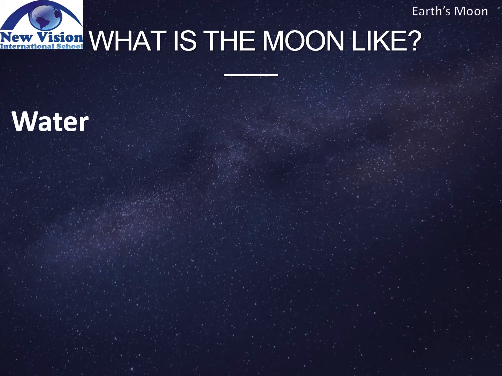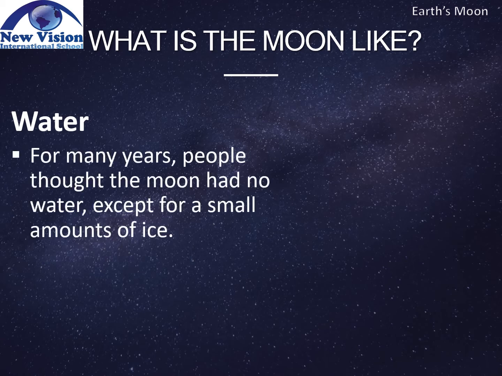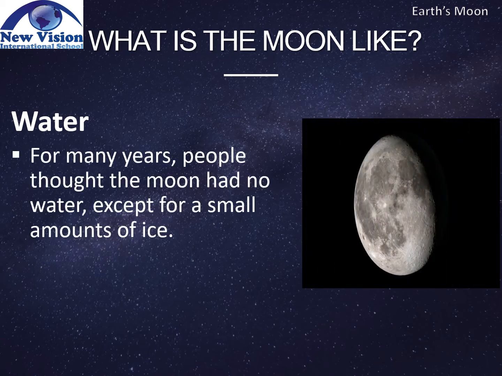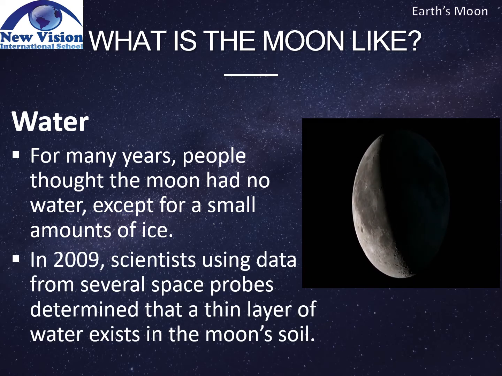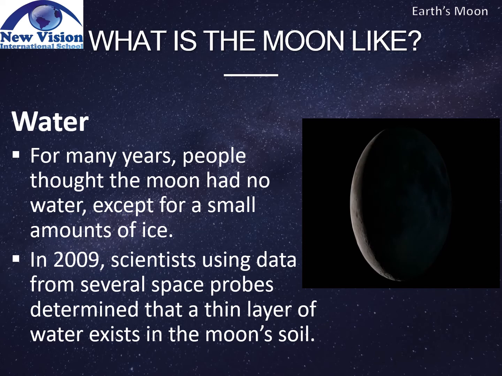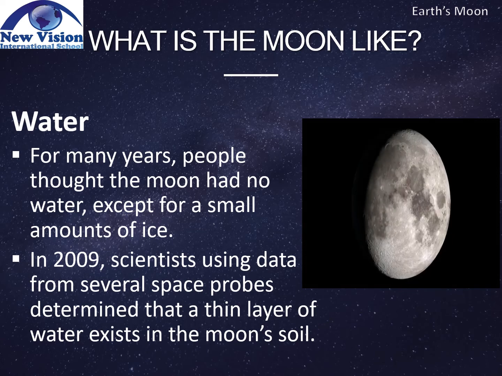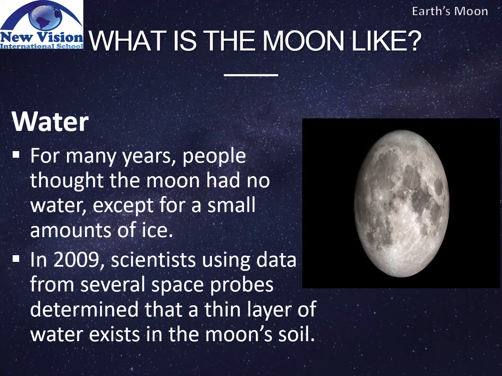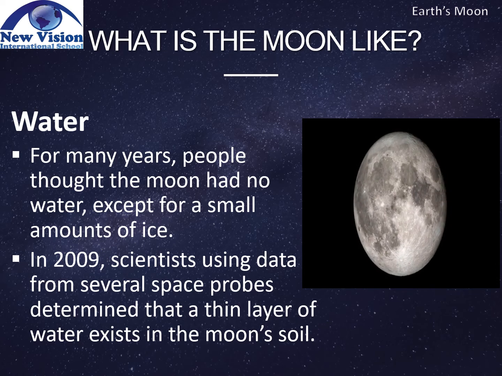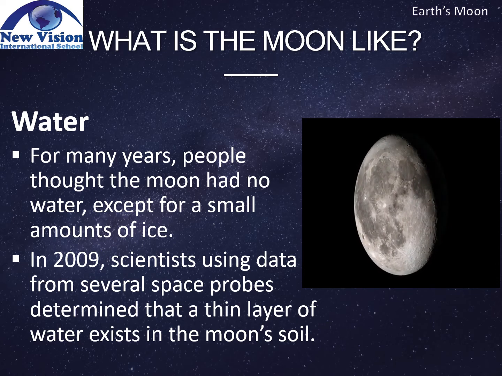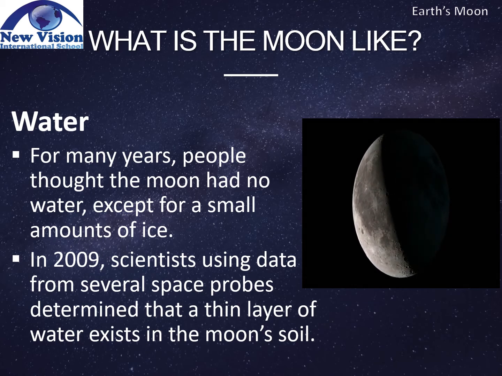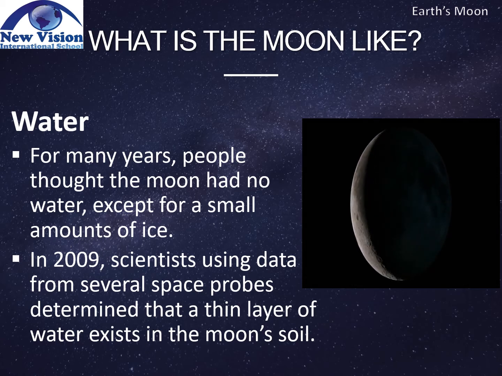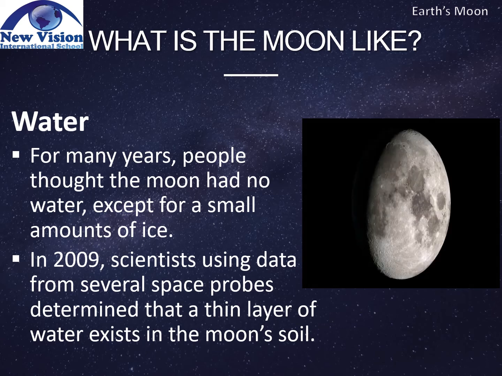Water. For many years, people thought the moon had no water except for small amounts of ice. In 2009, scientists using data from several space probes determined that a thin layer of water exists in the moon's soil. The total amount of water is very small, but it is found in many places on the moon's surface.